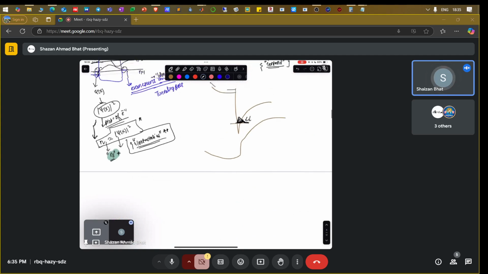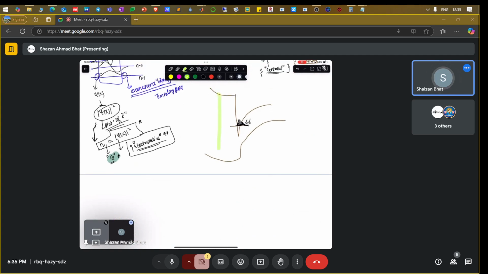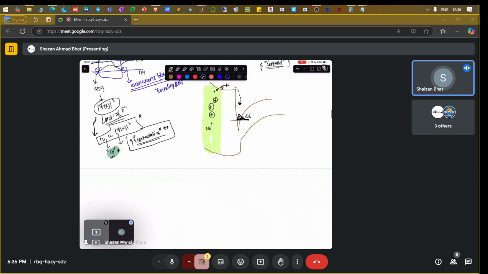Because of it, when you have doped this particular region, that means you have the positive ions, which are Nd plus ions. They have donated the electrons now, and those electrons have settled in this particular confinement region. Okay. Now what happens is that it reduces the interaction of these positive ions with the electrons.